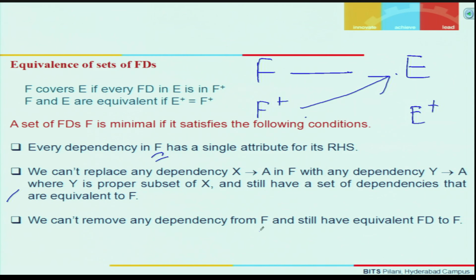So it is also not possible. That means in a set you should have all X components such that they are minimal. That is, removing any attribute from here will not provide you an equivalent functional dependency set which is equivalent to the original set. So that is the second condition. The third condition is we cannot remove any dependency from F and still have equivalent FDs to F. So if these three conditions are satisfied, then that FD set is called a minimal FD set.